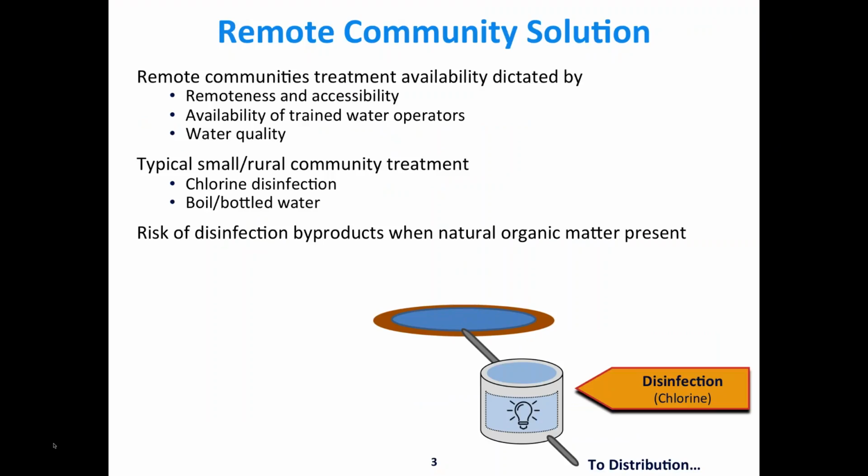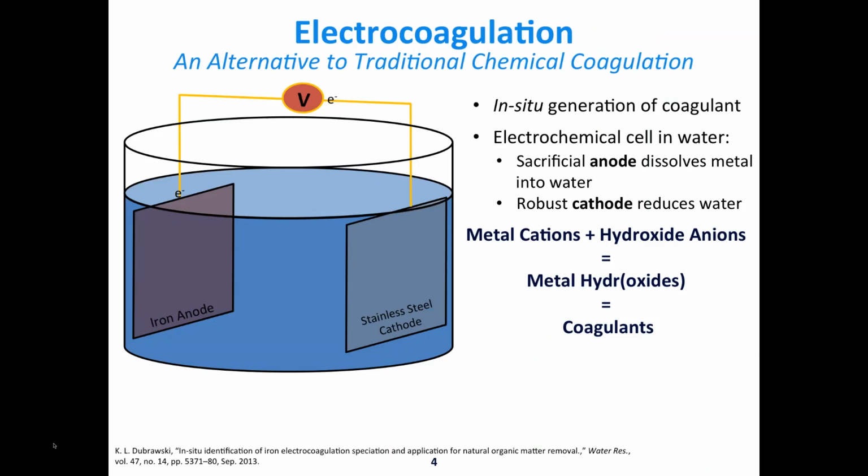So typical community, yeah, so you missed some really nice slides before, but I won't go back. So a typical rural community solution would be to just disinfect the water. And of course, communities that don't or can't do that are put on boil water advisory or drinking water advisories. And now we're knowing that if we just solely disinfect with chlorine and there is natural organic matter present in the water, we're risking exposure to disinfection byproducts. So this is where electrocoagulation comes in.